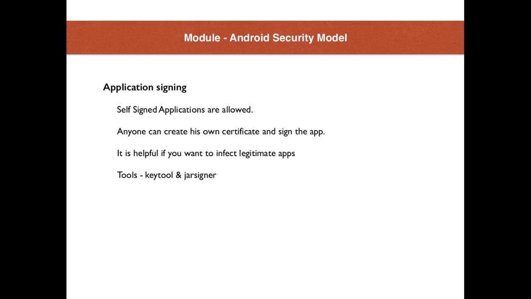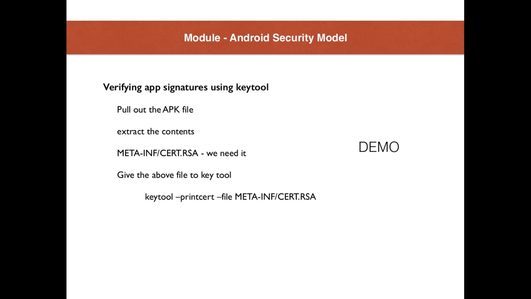Now let's see how to check the certificate information of an application. To do this, we can pull out an application's APK file from the device, extract it using the unzip command, then navigate to the meta-inf folder and look at the file which is cert.rsa. Now let's see how to do this.